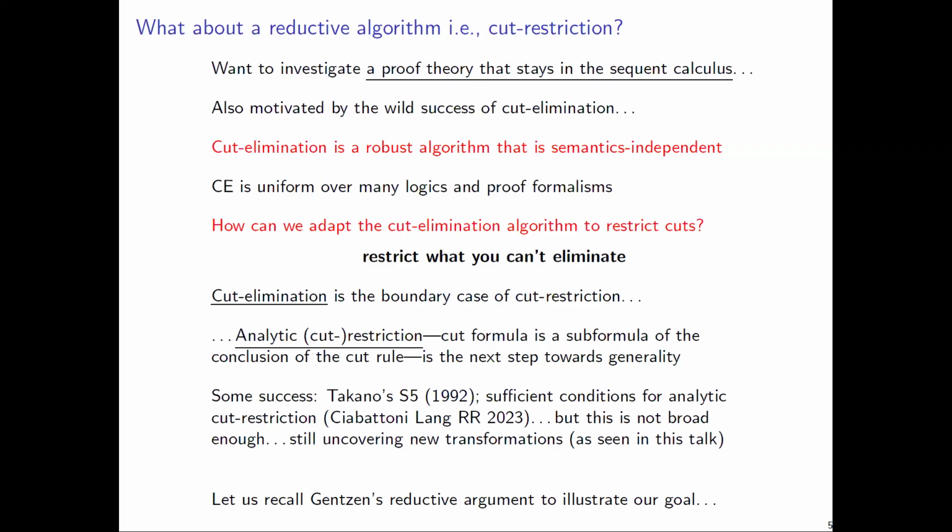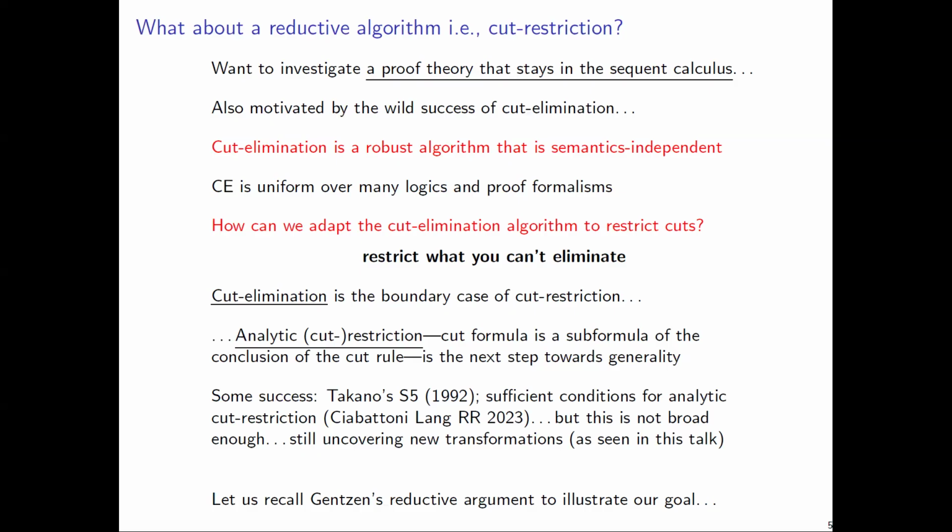What I'd like to say is that Gentzen's argument is logic independent, it's semantics independent. The same thing works in a substructural logic or intermediate logic, even though the semantics are widely different, or in classical logic. So I would like to say that we can have a cut restriction algorithm which is uniform over many logics. So how can we adapt the cut elimination algorithm to restrict what you can't eliminate, or simplify what you can't eliminate, which is the title of this talk.